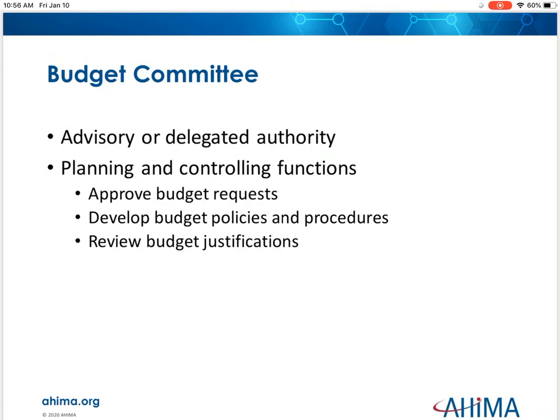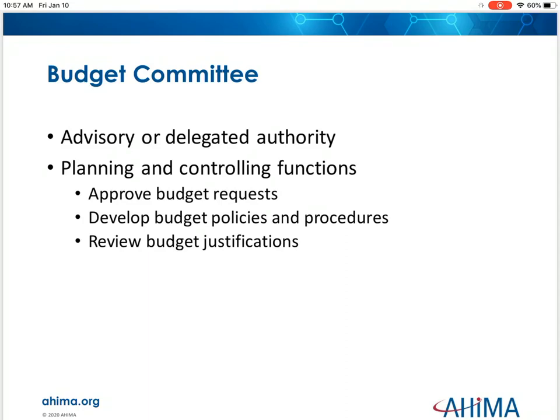Now, the remaining members of the committee are middle management or supervisory personnel from departments throughout the organization. In an advisory capacity, the budget committee acts in the planning stage and makes recommendations to the chief executive officer on capital budget purchases, or provides advice and support to managers as they prepare their budgets. In the controlling stage, a budget committee may also work with the budget department to develop budget policies and procedures for the upcoming year. In some organizations, the Board of Trustees delegates the authority to the budget committee to approve capital requests, prioritize purchases, and review budget variances.